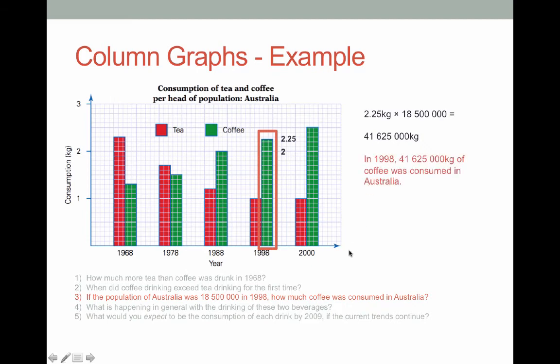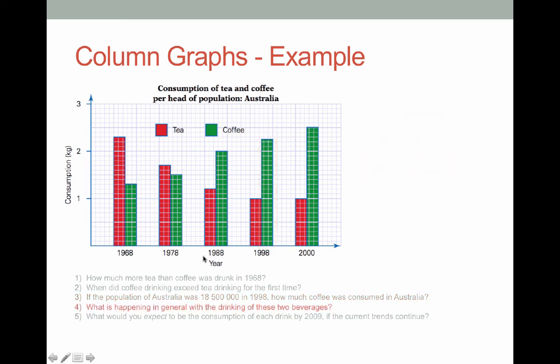So we're going to have a written answer for that. In 1998, then we have our answer, 41,625,000 kilograms of coffee was consumed in Australia. Let's look at question 4 now. What is happening in general with the drinking of these two beverages?